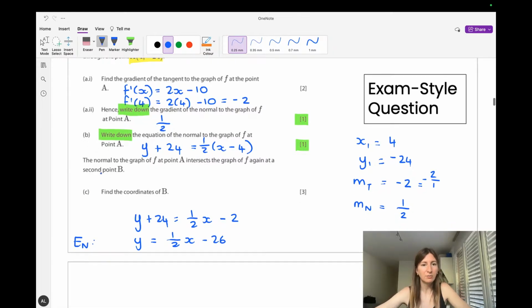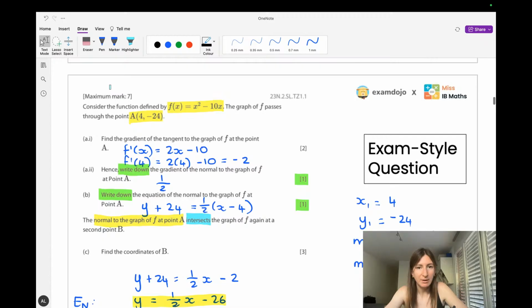And then they say the normal to the graph of f at point A intersects the graph of f again at a second point. So let's just take that apart quickly, because they're saying a lot there. The normal to the graph of f at point A, so that's this guy over here, intersects. Now, when you hear the word intersects, I want you to think, set them equal to each other. Intersects when one graph is equal to another graph. So either you put them equal to each other and solve for x, or if you're allowed a calculator, plot them both and see where they intersect.